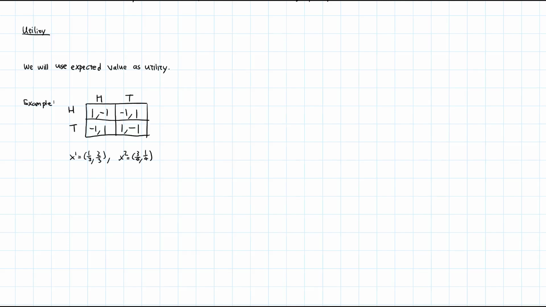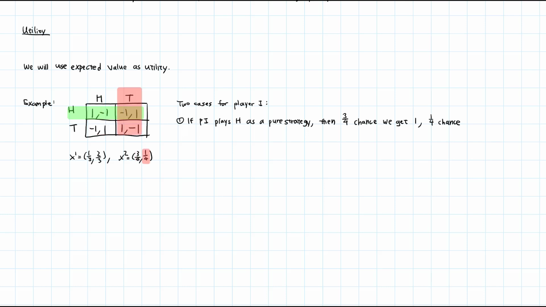In our matching pennies example with these probabilities, let's consider the utility of player 1. There are two cases. If player 1 plays heads as a pure strategy, then looking at player 2's distribution, there is a 3/4 chance that they will play heads, in which case we get utility 1, and 1/4 chance that they will play tails, in which case we get utility -1. So the utility we expect to get for playing heads is 3/4 times 1 plus 1/4 times -1, which is 1/2.